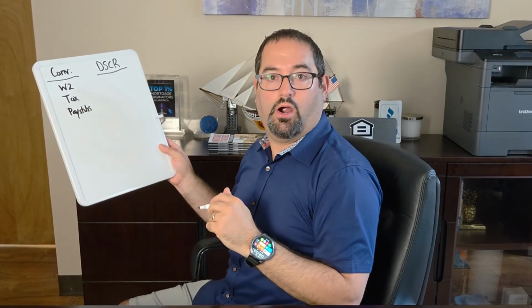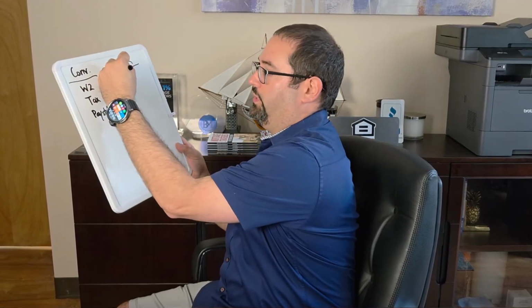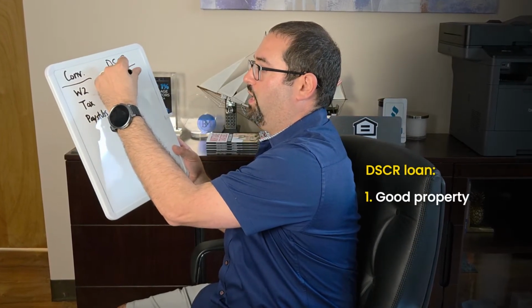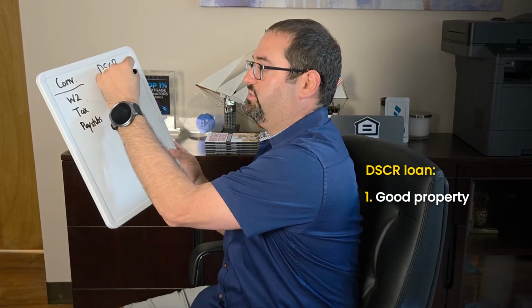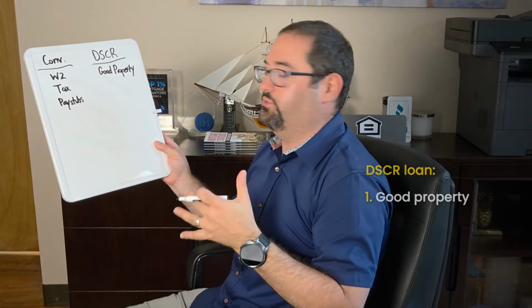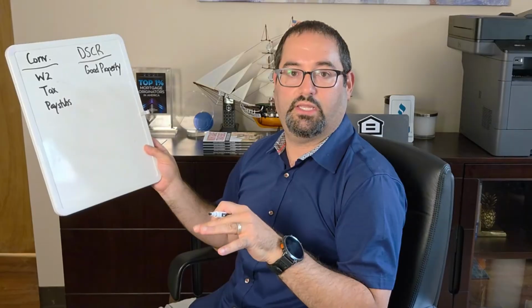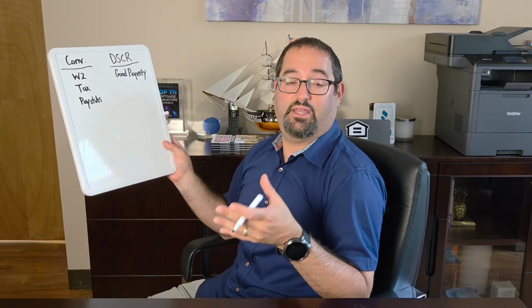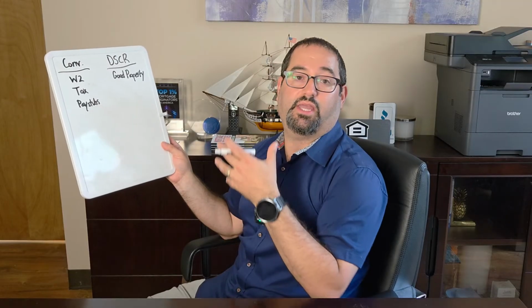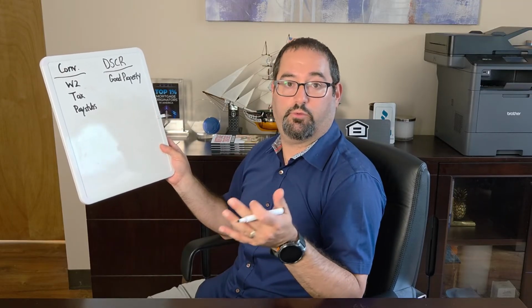So with DSCR, you're talking about the property. So we got to have a good property. It needs to be livable. It can't have any health or safety issues. That's the main thing here. It can't have any problems that the appraiser is going to point out as to why someone couldn't live there. And if the appraiser does come up with something, that's going to have to be fixed or repaired before closing.